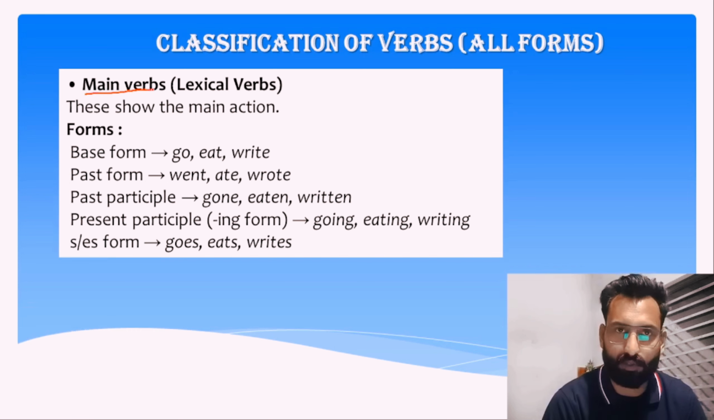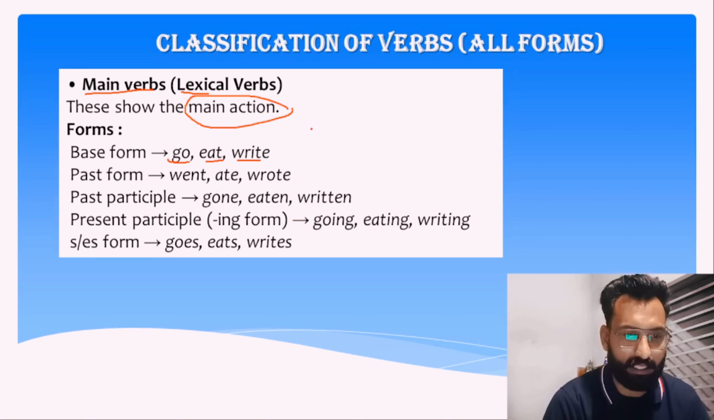Most of the time we use the verbs and we call them lexical verbs as well, because these verbs show action, main action, like go, eat, write. These are base forms of verbs. For example, go, eat, write, these are main verbs. If you make sentences with them, for example, she goes to school every day, I eat every day, he writes every day. So these 3 verbs show action. So these are just examples.